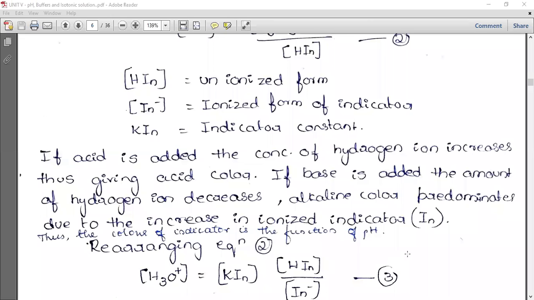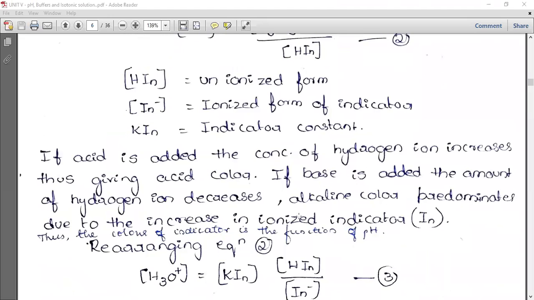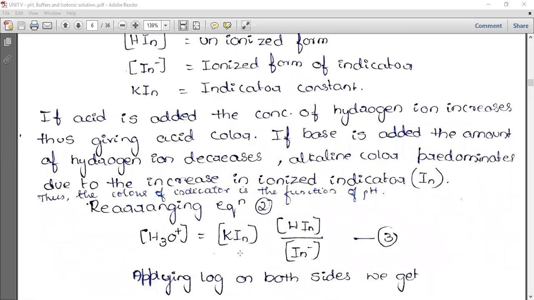Understood. Okay. What we are doing further is rearranging this particular equation. We are just considering H3O plus here itself. KIN is dividing here, so when we take it to this side, it will multiply, KIN into HIN. Since we are keeping H3O plus as it is, this term is multiplying here. If we take it this side, it will divide. So we get H3O plus is equal to KIN, HIN divided by IN minus.